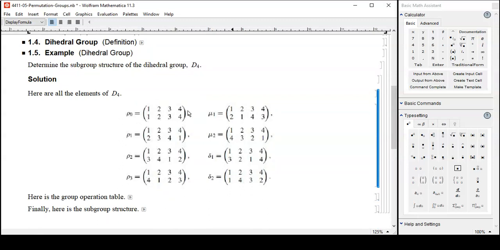So 1, 2, 3, 4 become 2, 3, 4, 1. What do you see? Just a shifting, right? Just a rotation. And then 1 plus 1 is 2. 2 plus 1 is 3. 3 plus 1 is 4. 4 plus 1 is 5, but equivalent to 1 modulo 4.